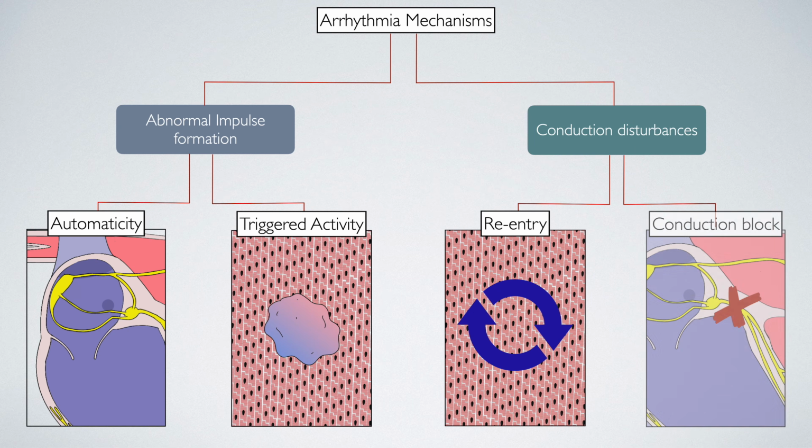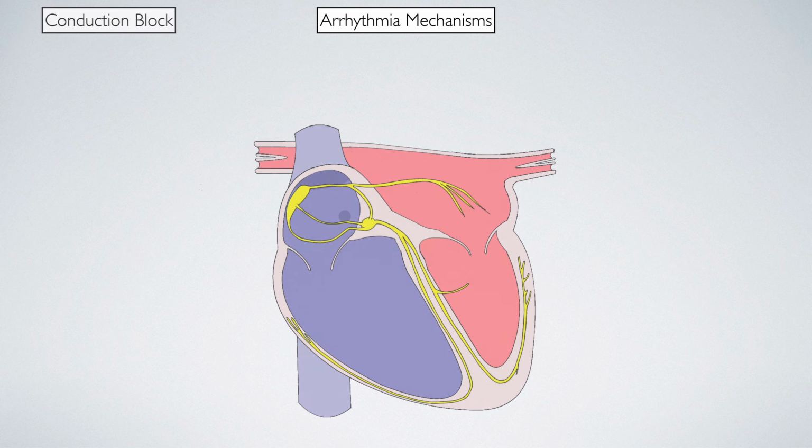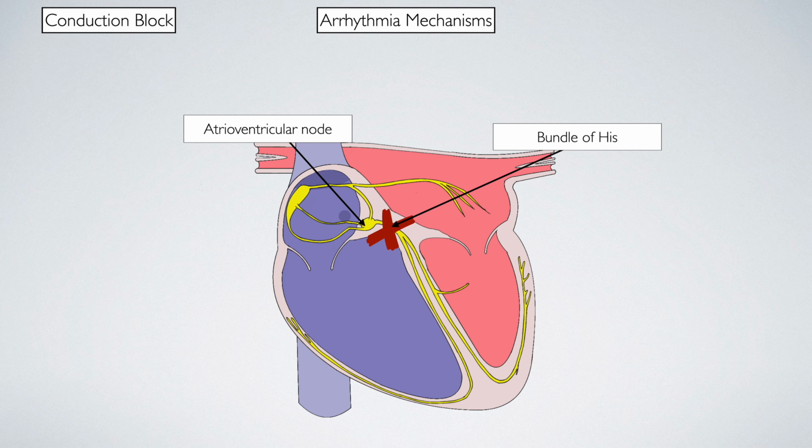Finally, there are the blocks. These occur when impulses cannot pass through the myocardial tissue or through structures such as the AV node, bundle of His, or bundle branches. There can be complete block, or the myocardial cells can exhibit fatigability.